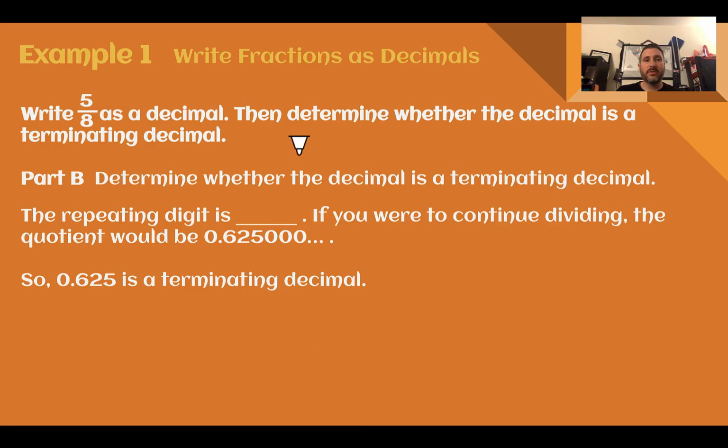Now that we know our decimal form, so 0.625, we're deciding if it's terminating or repeating. So the repeating digit here was 0, right? We started getting zeros at the end. So if we were to continue to divide, it would still be 0, 0, 0, 0, 0. Because the repeating number is 0, this is a terminating decimal. And we should just cut it off once we get to the 0.